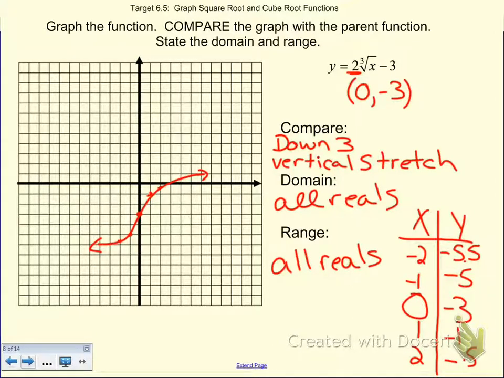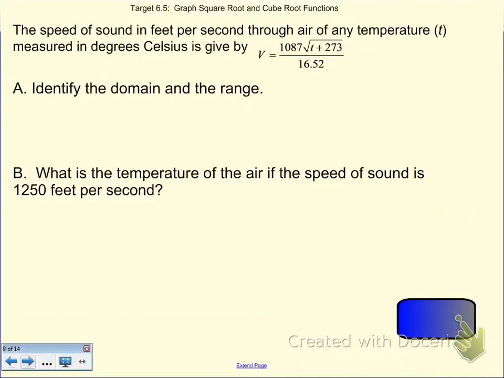Okay, the last one for target 5 is going to be an application problem. The speed of sound in feet per second through air of any temperature T measured in degrees Celsius is given by the function V equals 1087 times the square root of T plus 273, all over 16.52. So identify the domain and the range.